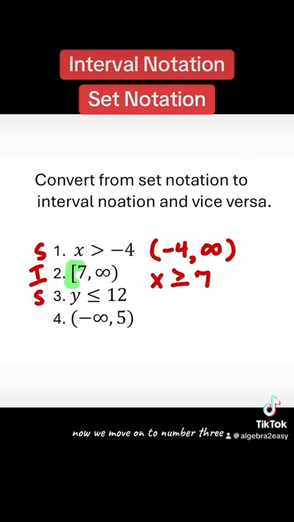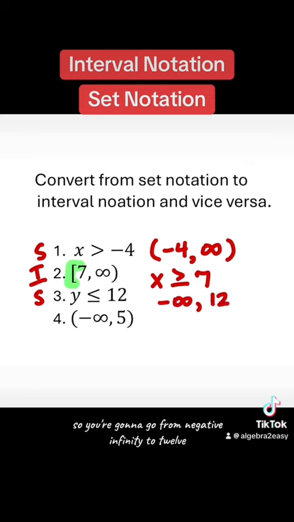Now we move on to number 3, that's set notation with y is less than or equal to 12. So then for interval notation, it should be from least to greatest. 12 is actually your greatest value. So you're going to go from negative infinity to 12. Now, parentheses should be around negative infinity, but then we look at 12 and notice it says less than or equal to. So I'm going to put a bracket around 12 for the equal to.